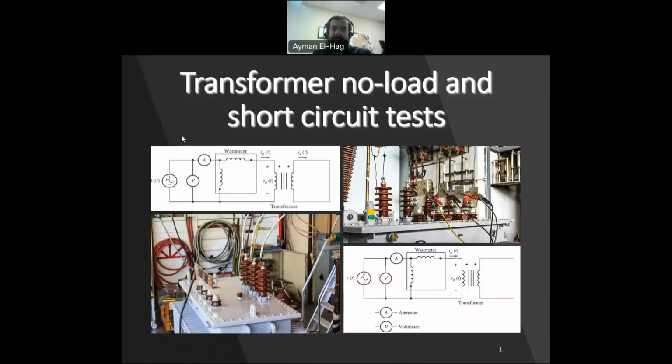Hi everyone, and welcome to this video. I'd like to describe two important tests that we use in transformers to find their parameters, the core and the winding parameters. These tests are called the no-load test and the short circuit test. Why they are called these names, how we can use them to find the equivalent circuit of the transformers, and other practical aspects. Let's start.